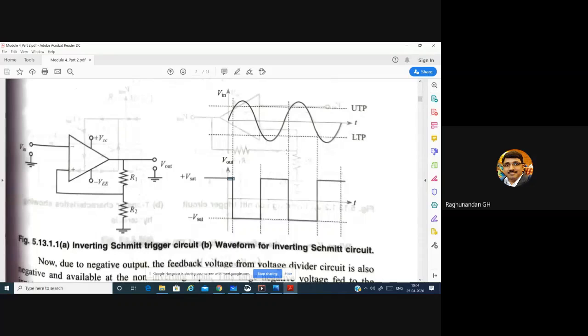Next, again it has to wait for the input to become greater than UTP. Yes, now at this point it became greater than the UTP. Again the output goes to negative saturation, and it will stay in the same phase. Now again the input has to cross the LTP. Whenever the input crosses the UTP or LTP, only one time are you able to change the phase, or change the levels.